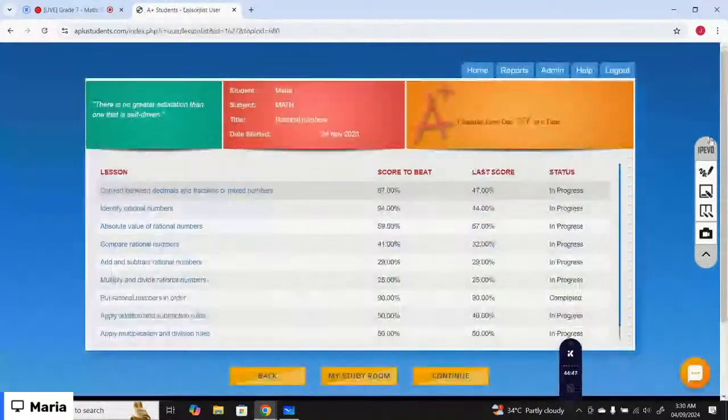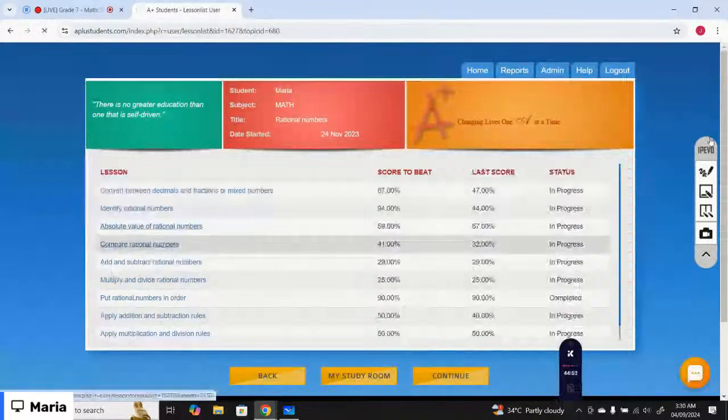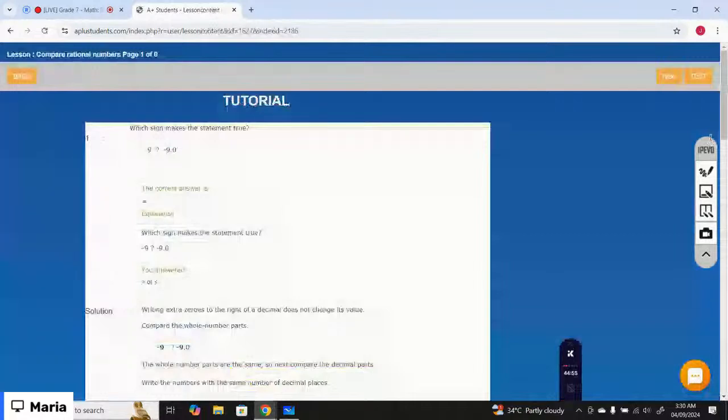The next lesson is compare rational numbers. Which sign makes the statement true? You have to compare, right? That is negative 9. You have to compare it to negative 9.0, right?